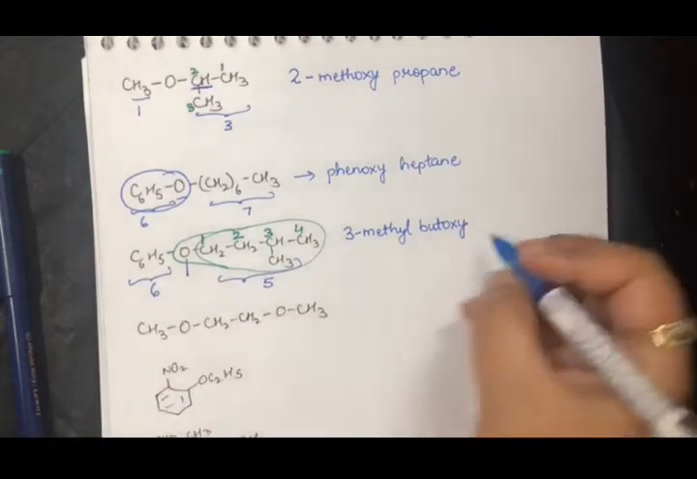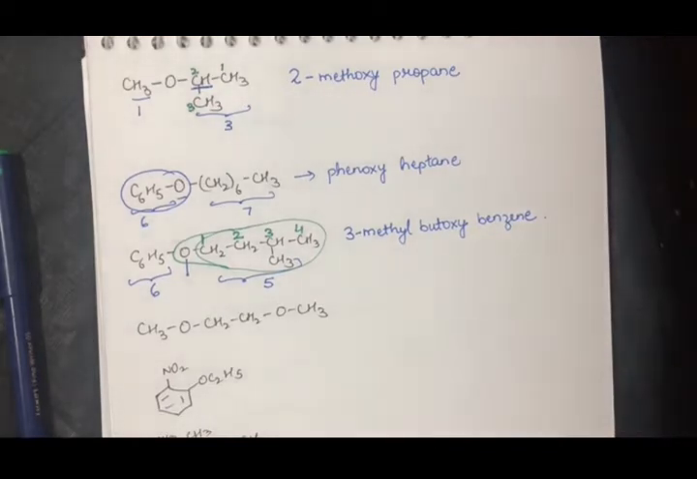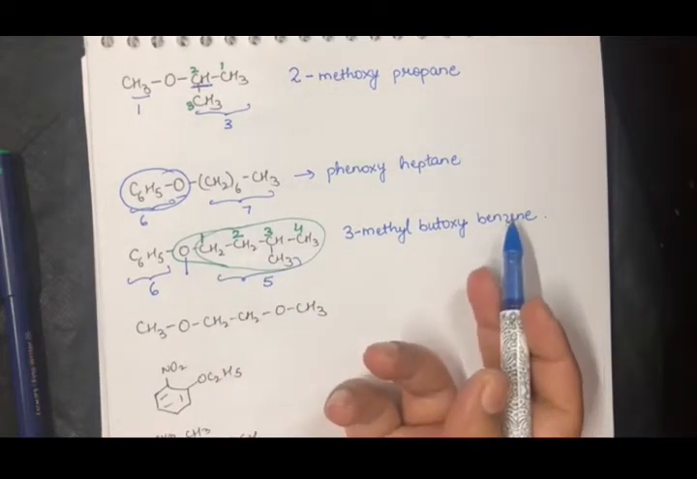And what is C6H5? It is benzene. C6H5 is called as phenyl when it is being taken as a substituent. But whenever it is your parent chain, it is going to be benzene.